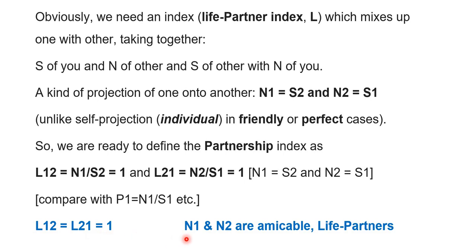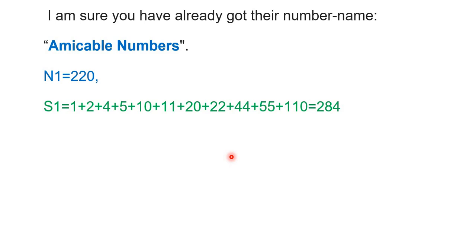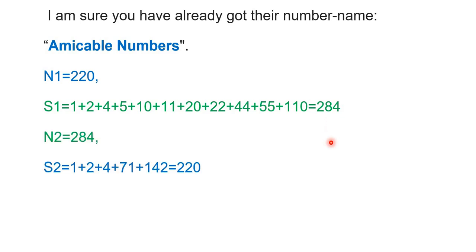So the definition goes like this: L12 and L21 are the same and equal to 1. Then we call N1 and N2 amicable, like partners. I am sure you have already got the name of that kind of number. These are actually called amicable numbers. So let us see an example quickly. Suppose the number is 220 and S1, if you see all the divisors, you can check on your own, the summation would be 284.